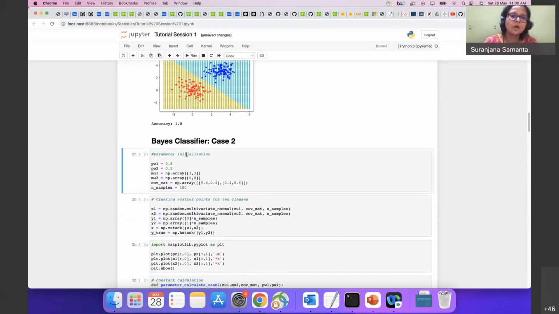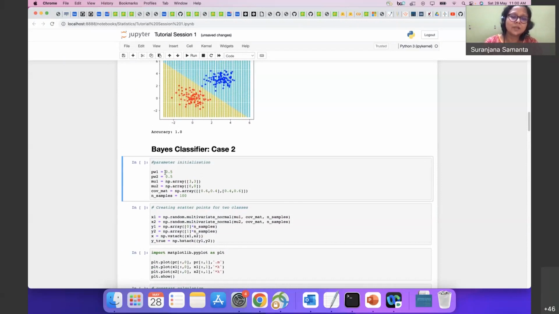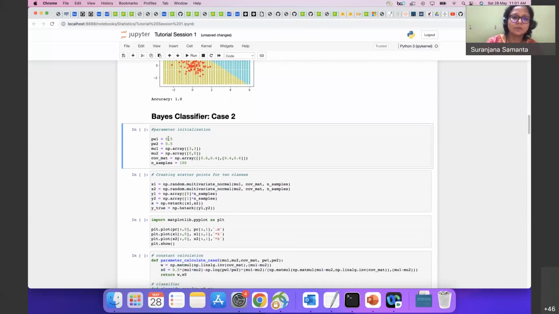So case 2. Here the priors for class 1 and class 2, I have always kept at 0.5. If you change it here, the line will shift here and there. You can go later and change this, and you will see how the decision region changes, getting closer to class 1 or closer to class 2. So this is for case 2.